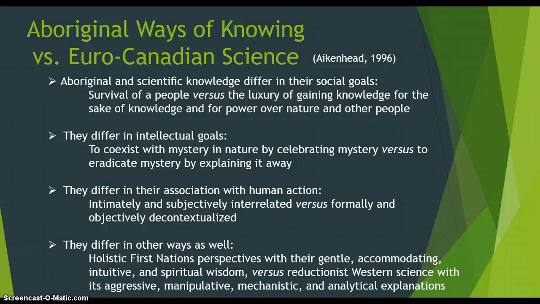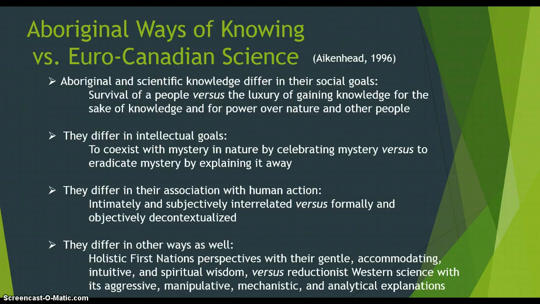It's from the Aikenhead article, which is from 1996. It seems like an older article, but it was referenced many times in the other research articles that I read, so I thought I'd stick with the original. Aboriginal and scientific knowledge differ in their social goals: the survival of a people versus the luxury of gaining knowledge for the sake of knowledge and for the power over nature and other people.